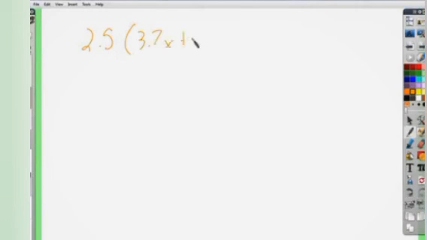3.7 plus 5.2 minus 10.6 equals negative 4.9x plus 2.7. I'm going to need a calculator for this. Yeah, I would use a calculator. Okay, go ahead and solve for x.